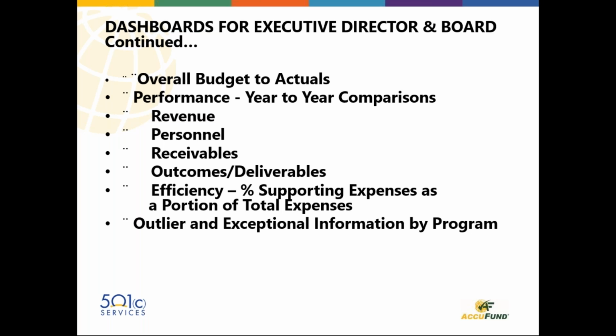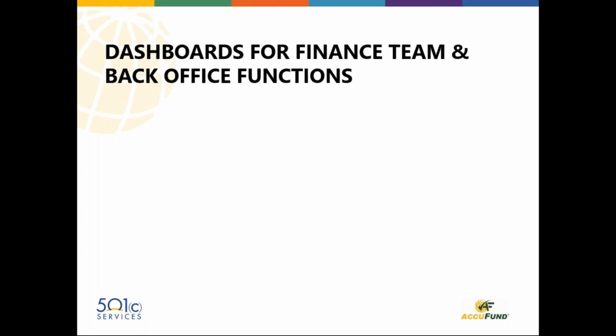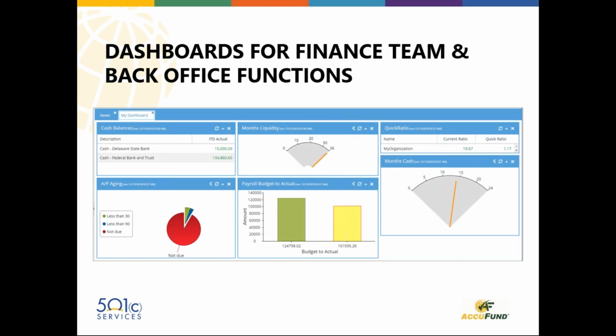Outlier and exceptional information. So we were just saying up here, we want to give them overall budget to actuals, the first thing there, but we might want to give them a dashboard of just the outlier programs, the ones that are doing well or maybe not that well. Dashboards for the finance team, back office. So here's a finance person's dashboard. They've got, what are my cash balances today? How's my months of liquidity? Man, we're flush.